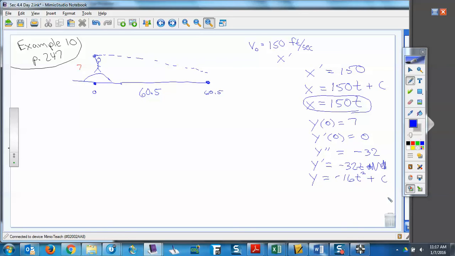Now, can we figure out that c? Well, we do have an initial condition up here of y, don't we? When t is 0, y should be 7. That's y, its vertical position. The ball at time 0 is right here, so it's got a y of 7. So we put a 0 in. So what's c got to be? C's got to be 7. So we just built our y equation, negative 16t squared plus 7.